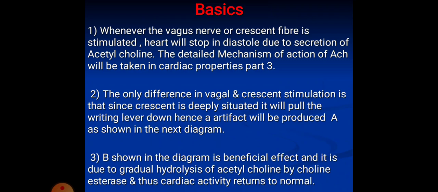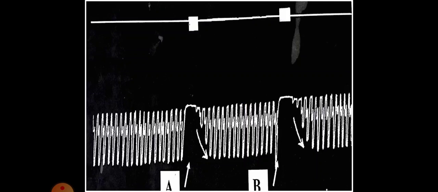which is A. And what is B in the next diagram? B shown in the diagram is the beneficial effect, and it is due to gradual hydrolysis of acetylcholine by cholinesterase, and thus cardiac activity returns to normal. So now this is a graph showing vagal escape. This is how you explain a graph. This is a graph of an amphibian heart demonstrating the property of vagal escape. So what is happening?